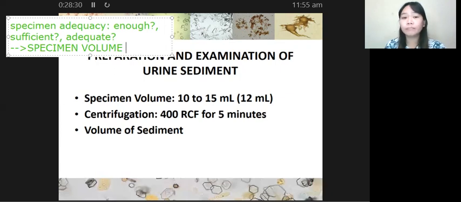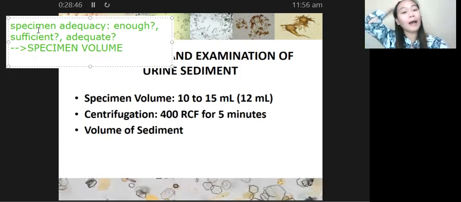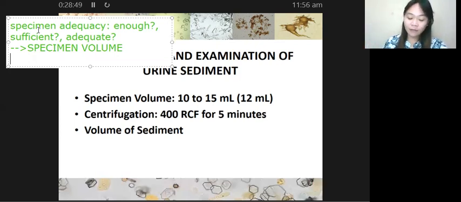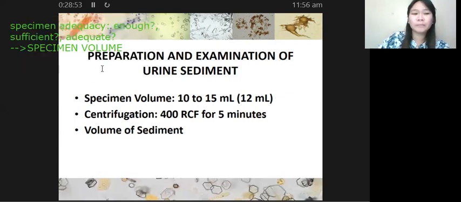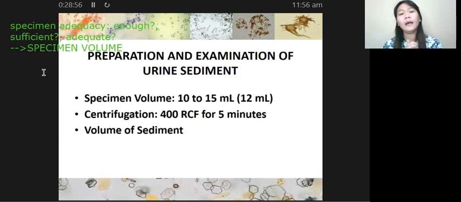Ngayon, in the exam, paano kung given lahat? 10, 11, 12, 13, 14, 15. Okay, and then walang all of the above. The best answer is 12 ml because that's the average. Okay, so yon. So specimen adequacy, again, dapat po ay 10 to 15 ml or an average of 12 ml. Okay, so yan. So, na-check na po natin na okay ang integrity ng specimen. Okay? Okay ang volume ng ating specimen.